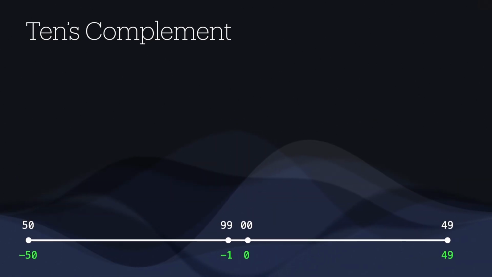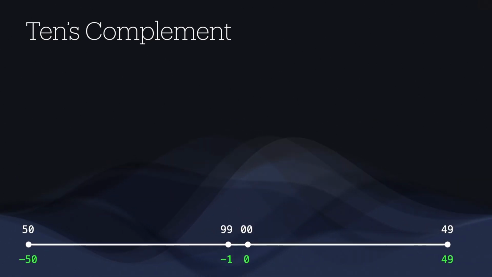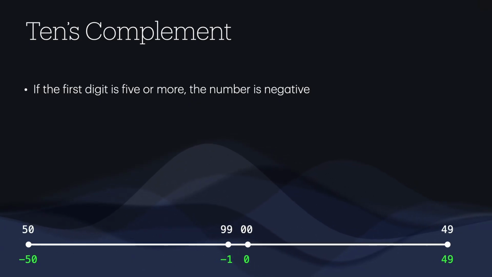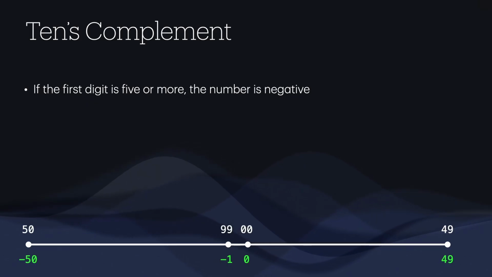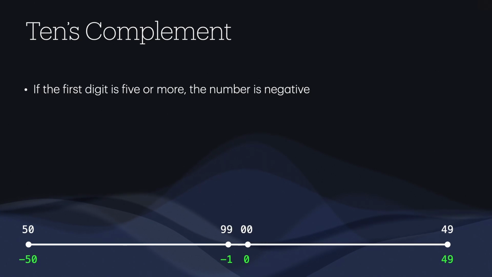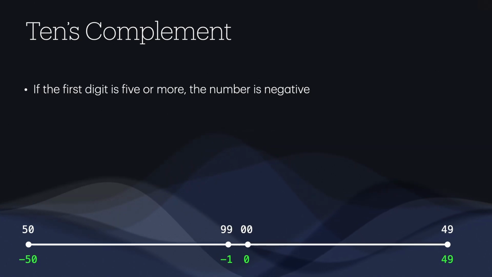Now we can establish some ground rules for how 10's complement works. First of all, if the first digit is 5 or more, the number is negative. In 2's complement, we only had 2 bits, 0 or 1, so it was just a comparison to see if it was 0, positive, 1, negative. However, in 10's complement, we have 10 possible digits, so we have to split the digits into 2 groups of 5, where 0 through 4 is positive and 5 through 9 is negative. Next, the process for converting from positive to negative is going to be the same.